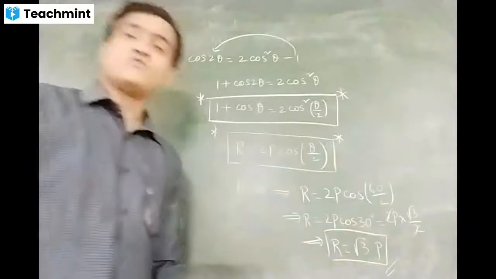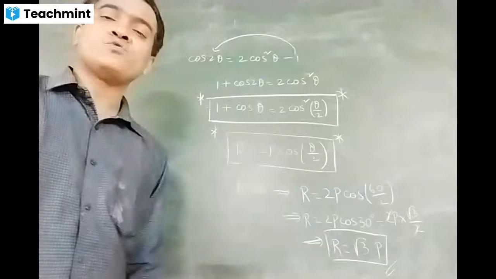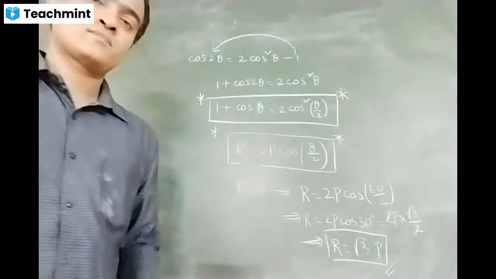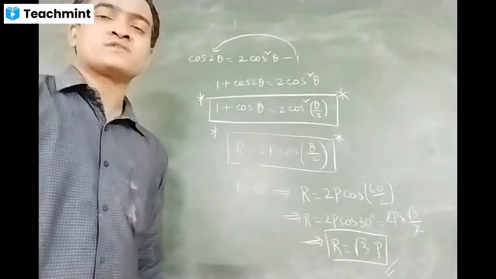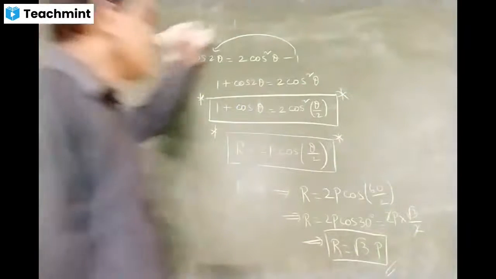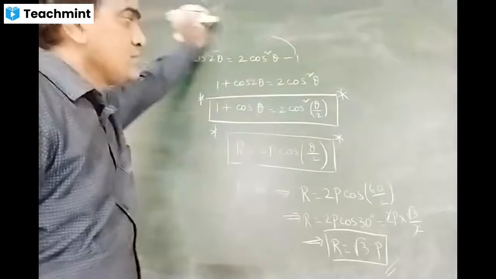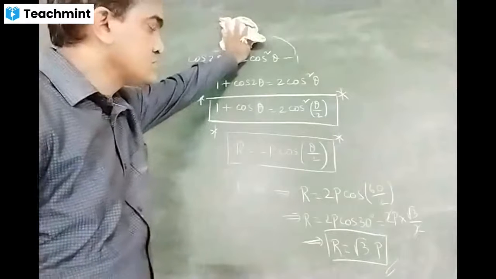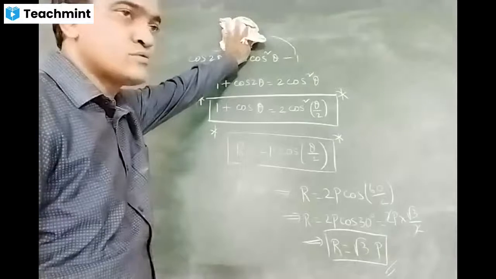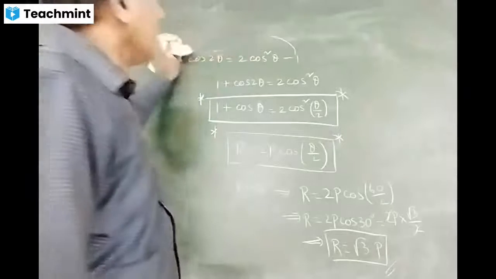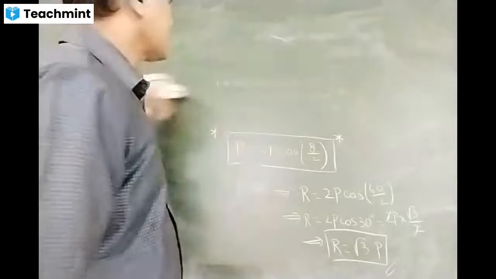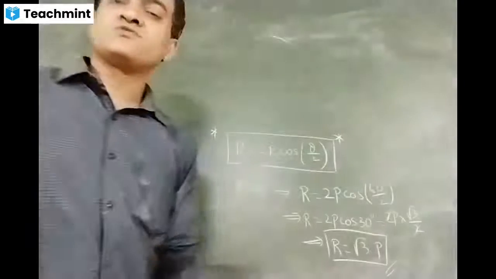If I give you the angle between two vectors as 120 degrees and both the vectors are of same magnitude, the answer? P, sir, P. 120 by 2 is 60 degrees, so cos 60 is 1/2, right sir. So can I apply this formula? Yes sir, magnitudes of vectors are same. You will get questions like this, right?